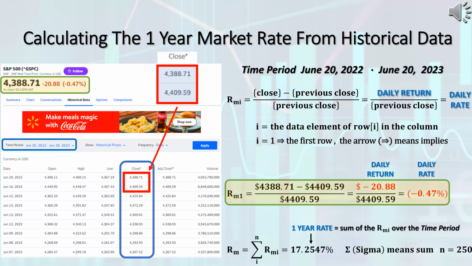One repeats the process for row 2, then row 3, continuing until all rows, except for the last row, have a corresponding daily rate. Once all daily rates are known, one needs to add all the rates together for the given time period to obtain the final rate. In this instance, the 1-year rate for the market, which is 17.2547%.